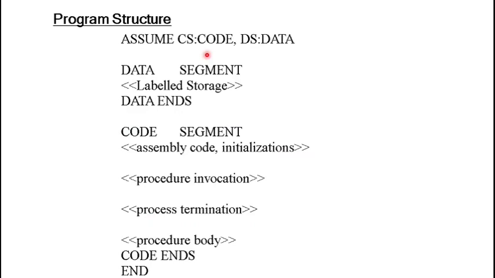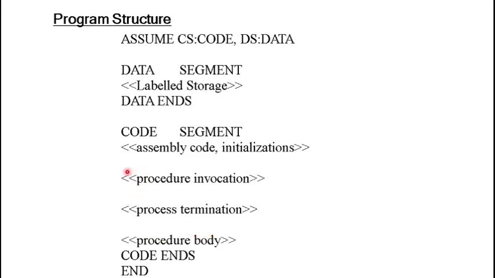Like all procedure oriented programs, we will write a procedure to do this operation. We will first have declaration of code and data segments. In the data segment we will have label storage, and obviously we will be storing our array over here, or writing statements to create our array. Then within the code segment we will first initialize the parameters for the procedure invocation. Then we will invoke the procedure, and then we will have a process termination statement, then the procedure body.